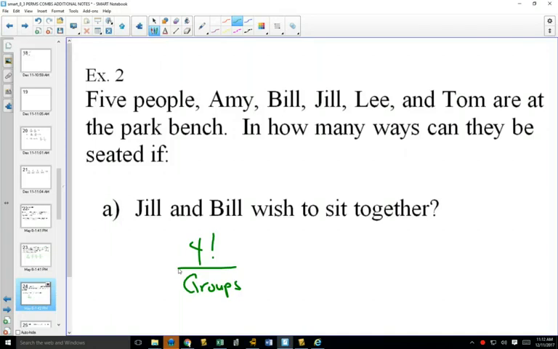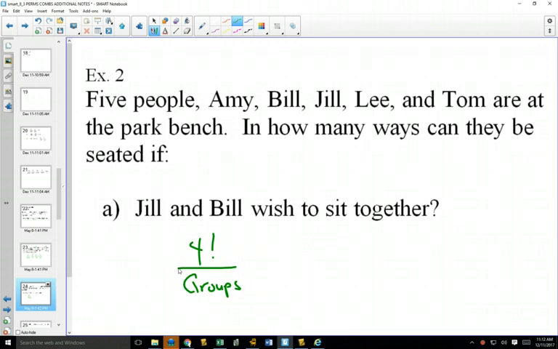Because only Jill and Bill have to sit together. The main mistake that people make in this one is thinking that Jill and Bill is one group and that the other 3 are another group. But you could have Jill and Bill sitting together in between those other people. And so the other people don't have to be their own group. So first of all, there's 4 factorial for the groups.